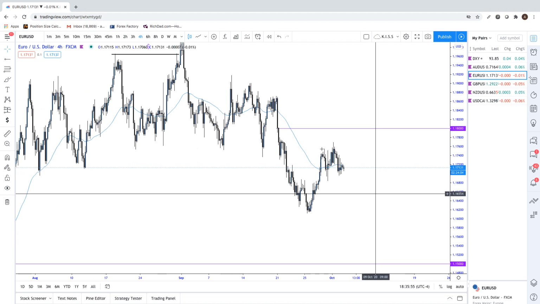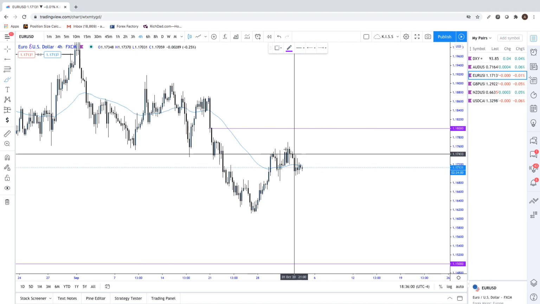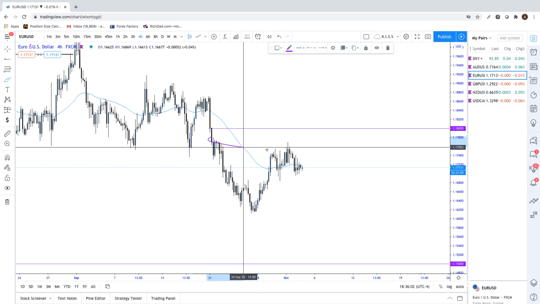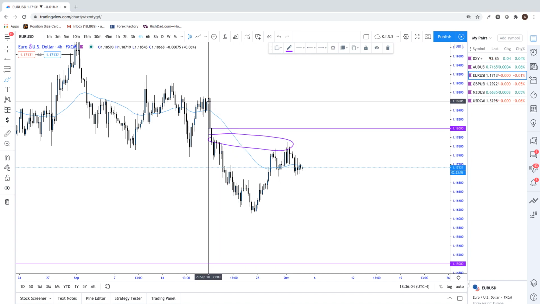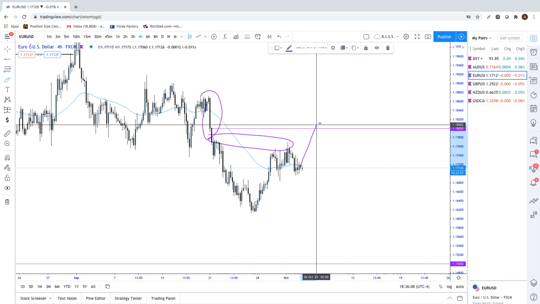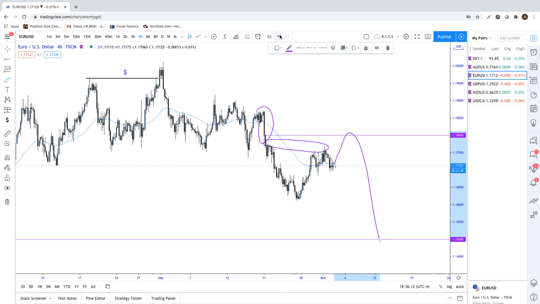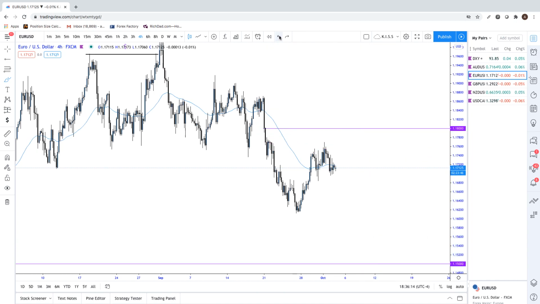Just not yet ready for that continuation. I do believe we can take out these highs here, come into our imbalance around 1.1800, and then look for that rollover. Okay, so that's what I'm looking at on Euro. So I believe that wraps it up for our majors.